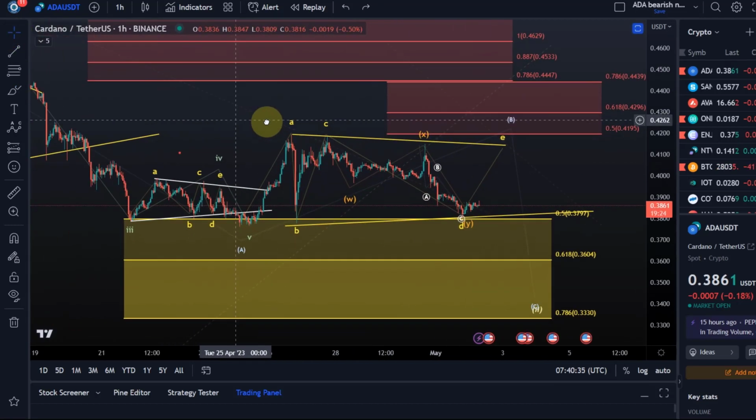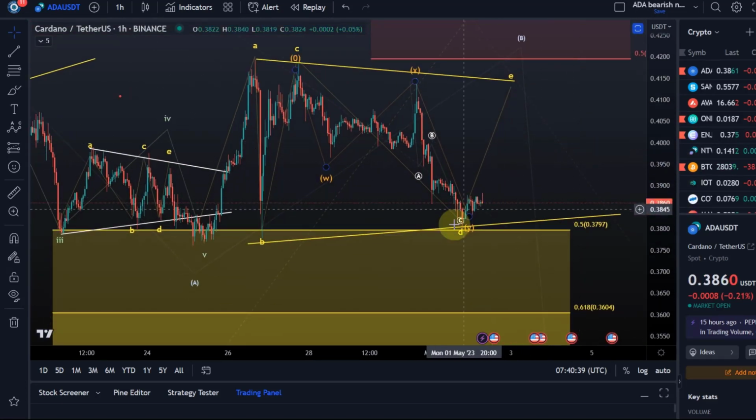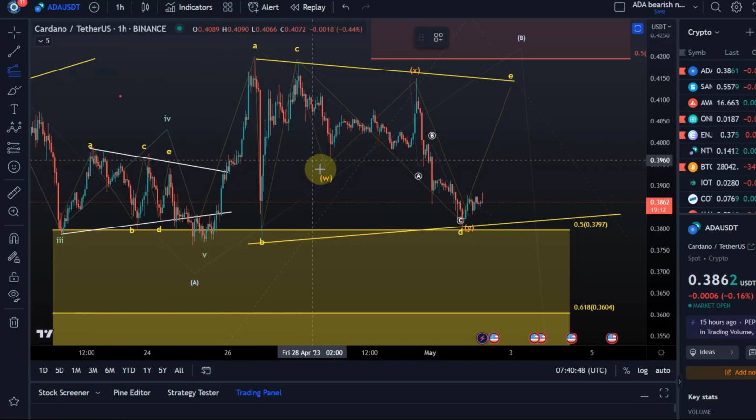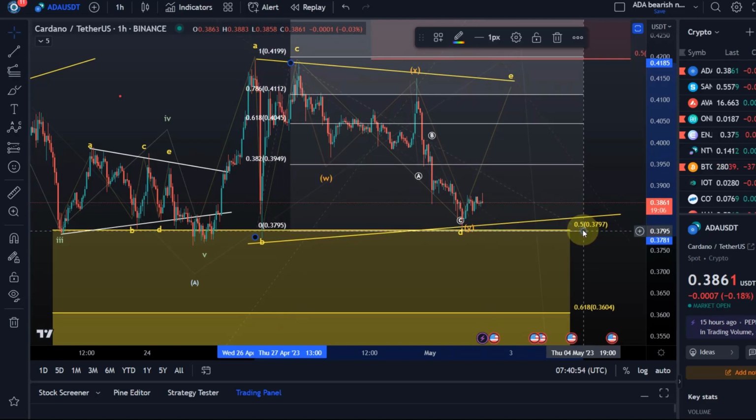What I wanted to do maybe as a last point is to give you a possible target for an E wave, assuming that the D wave of the triangle bottomed here yesterday. Then we can take the length of the C wave and we go to the low of the D wave, and the 61.8 extension is a very common target for an E wave. It doesn't need to stop there, but it's sort of a guideline target. We talk here about 40.5 cents.